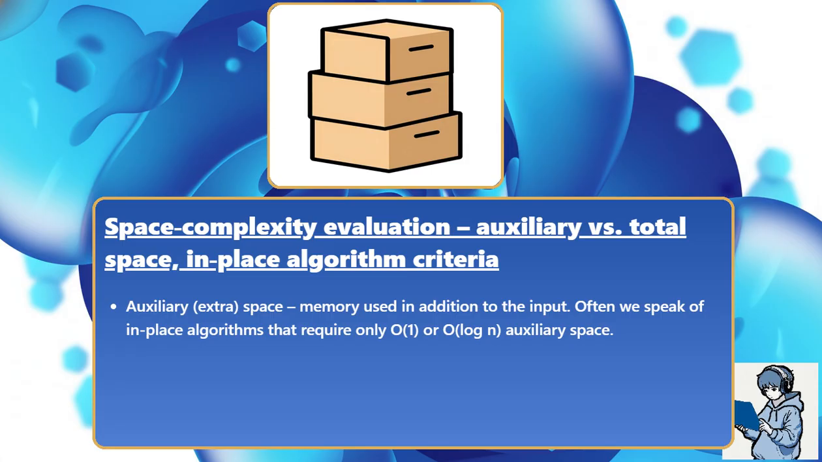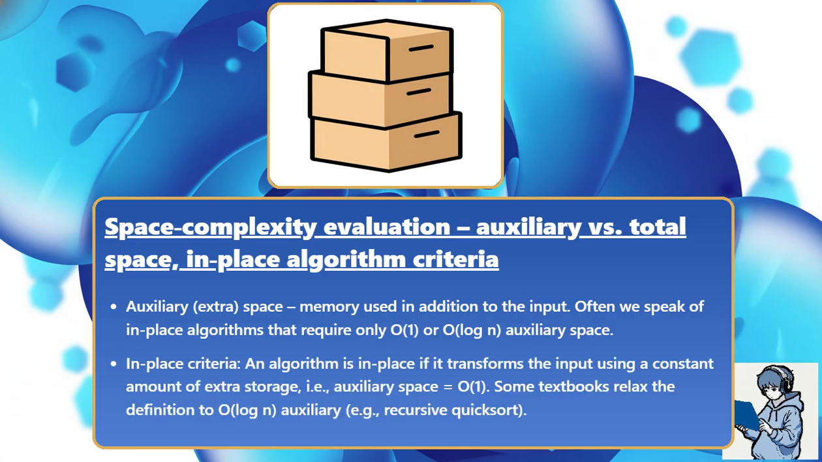Often we speak of in-place algorithms that require only big O of 1 or big O of log n auxiliary space. In-place criteria: an algorithm is in place if it transforms the input using a constant amount of extra storage, i.e. auxiliary space equals big O of 1. Some textbooks relax the definition to big O of log n auxiliary, for example recursive quicksort.